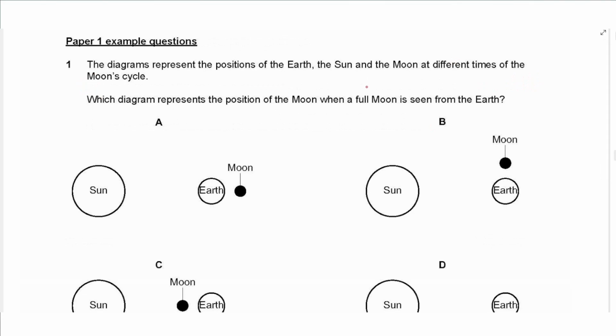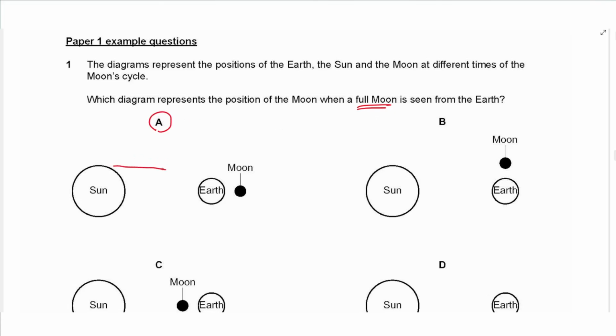Here are some other questions from another file. The first question says, the diagrams represent the positions of the Earth, the Sun, and the Moon at different times of the moon cycle. Which diagram represents the position of the Moon when a full moon is seen from the Earth? For a full moon, the total surface of the Moon must be illuminated, which means the Earth is actually in between the Moon and the Sun. So the answer is C.